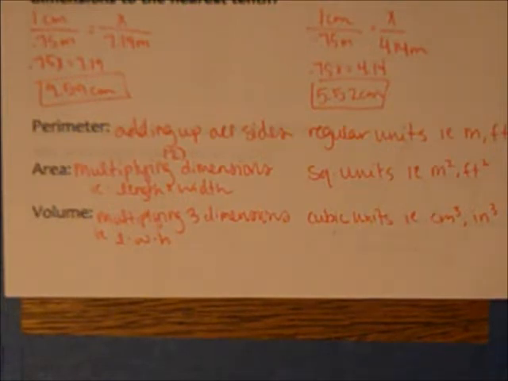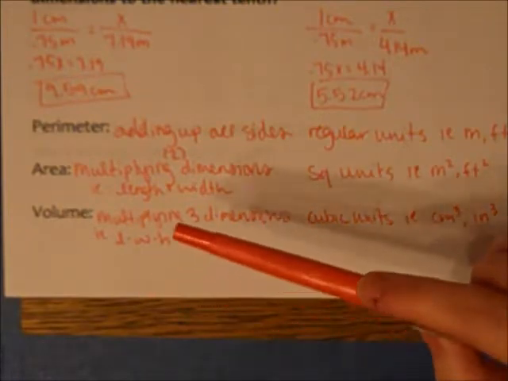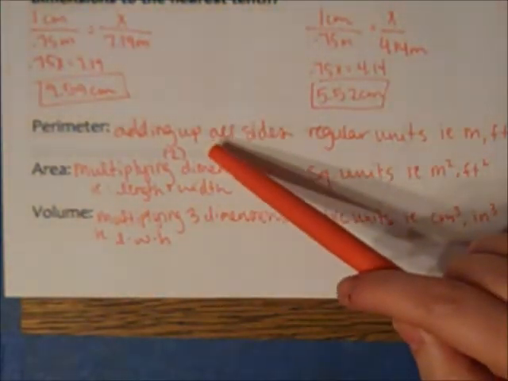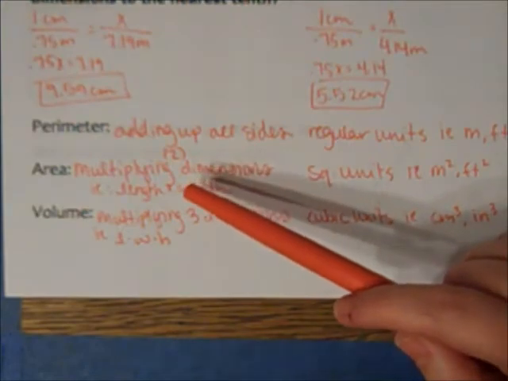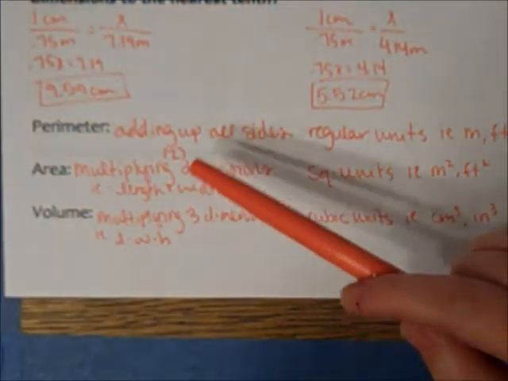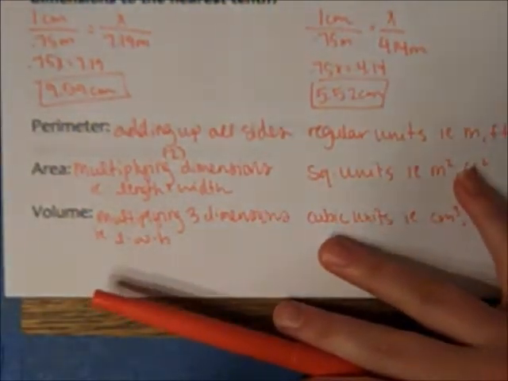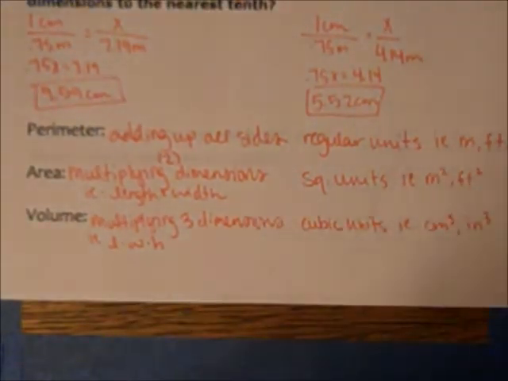We're going to talk about what happens if I change dimensions, if I change the length or change the width, what happens when I talk about perimeter, what happens when I talk about area, and what happens when I talk about volume. So let's review perimeter, area, and volume. Perimeter, you know, is just adding up all of the sides. And when I do that, I keep the regular unit. So if my problem is in inches, my answer is in inches. If my problem is in feet, my answer is in feet.